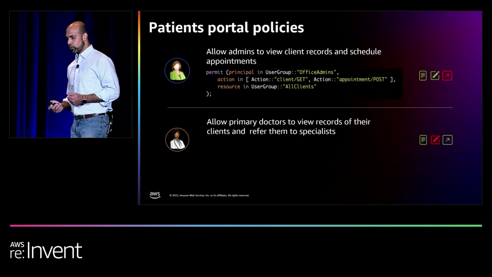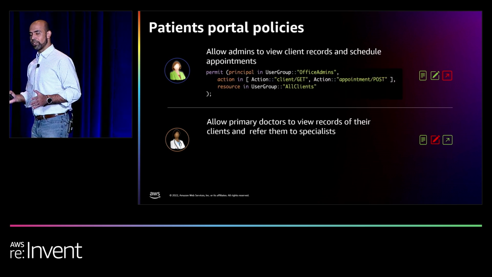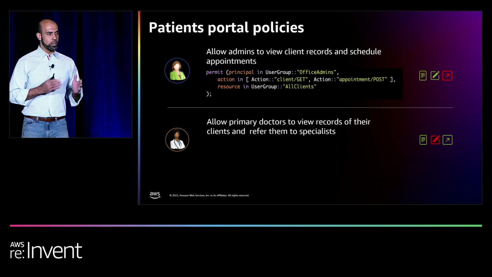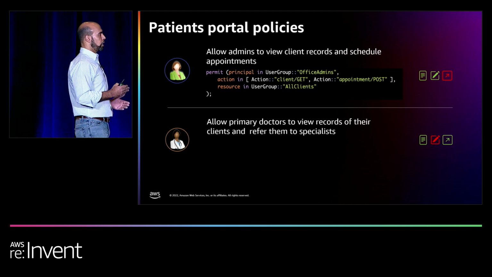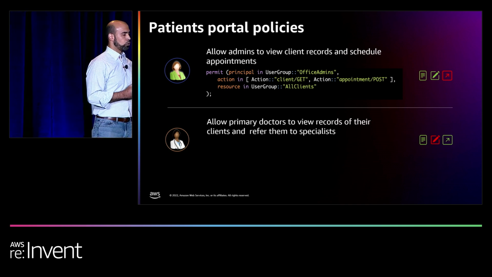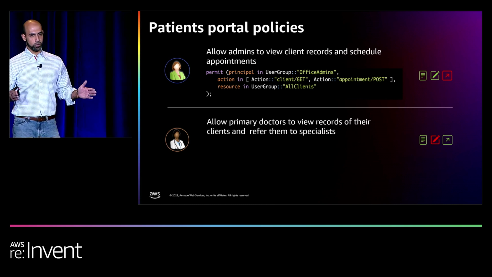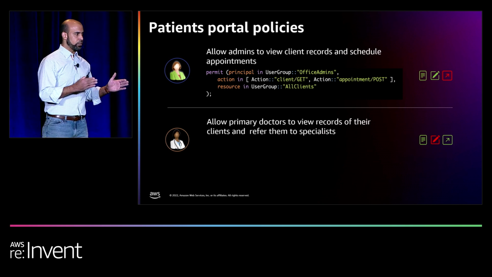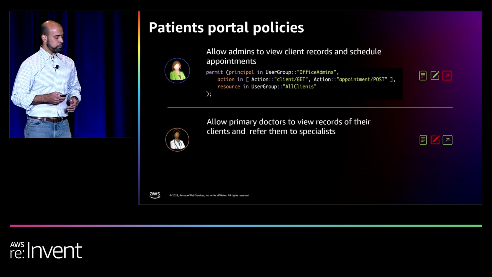The next permission rule says allow administrators to view client records and schedule appointments. And this can be mapped using a policy, a pure rule-based access control policy that says allow office admins to take actions like client get and appointment post on all clients. This is purely rule-based access control because the permissions are given based on the rule of the principal.